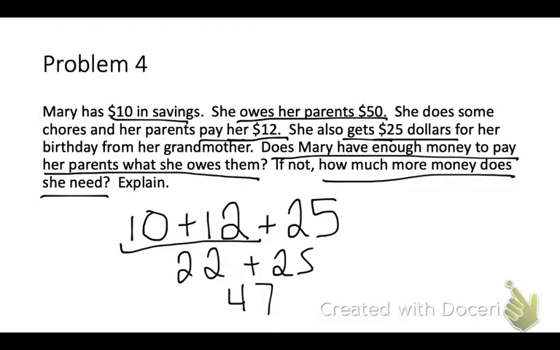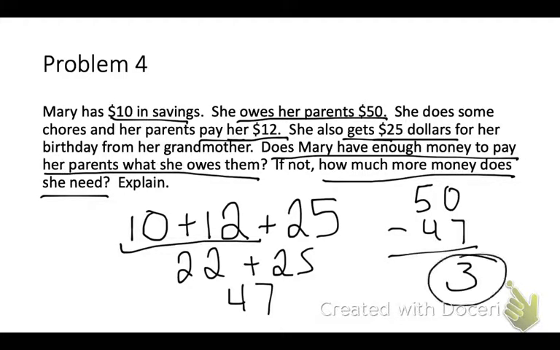Okay? Does she have enough money to pay her parents what she owes them? No. You should be able to see that she needs $3 more because 47 to 50 is $3. Or you could take 50 minus 47 to get that she still owes them, she needs $3 more to pay off her parents.